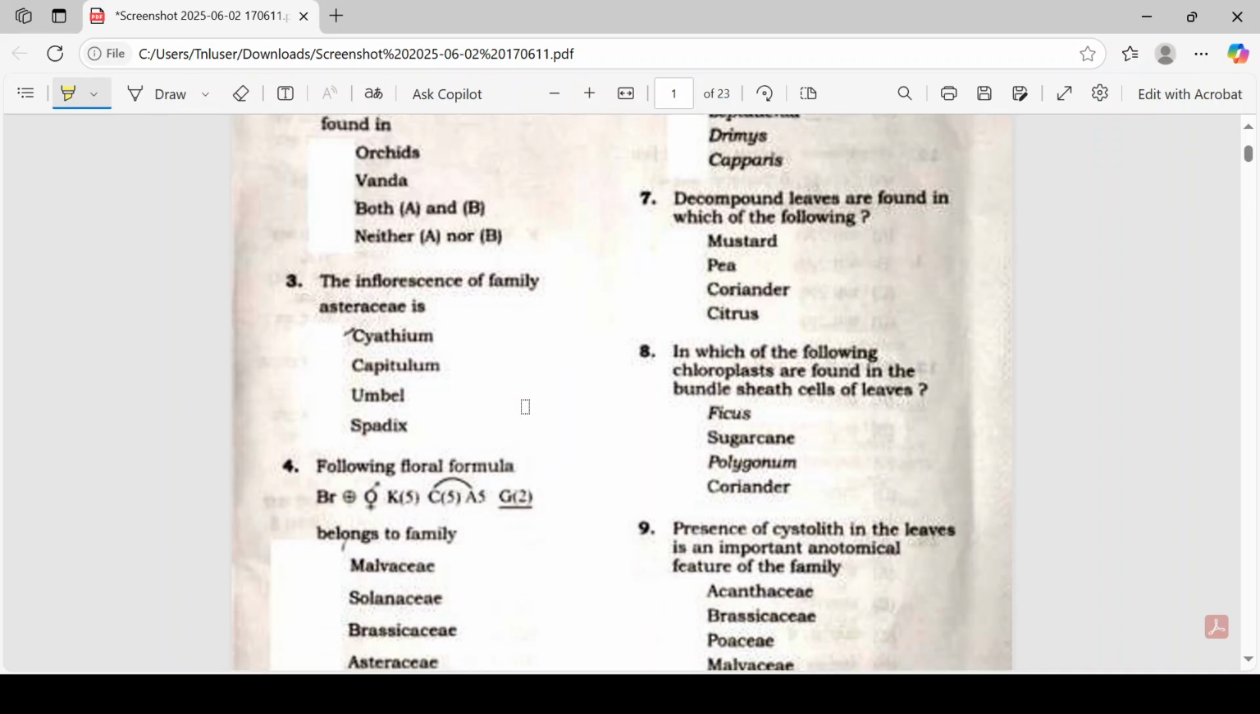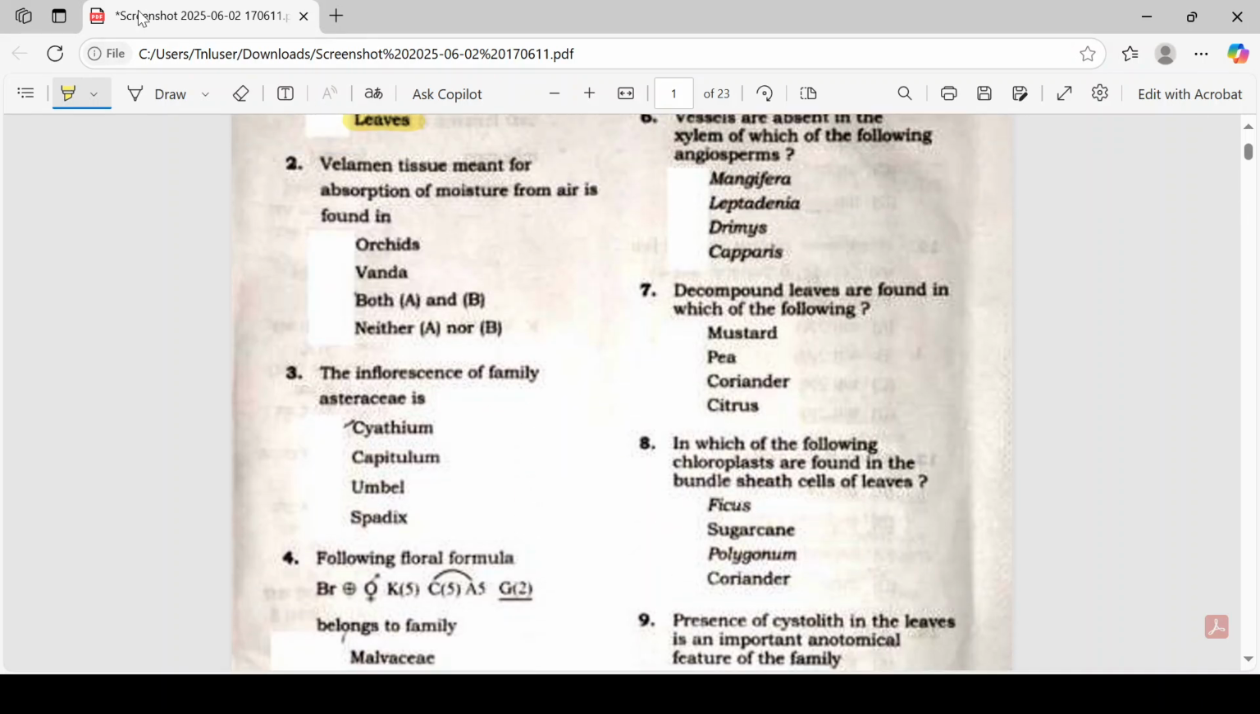Velamen tissue meant for absorption of moisture from air is found in. The correct answer to this question will be both A and B. Orchids and Vanda, in both we can find velamen tissues. So the correct answer here will be both A and B.